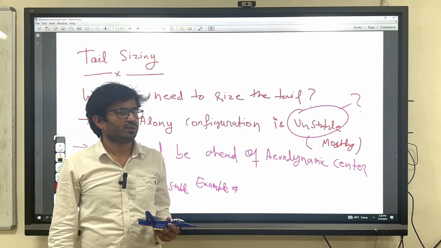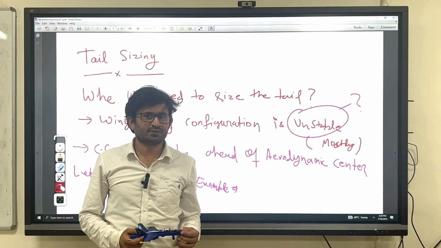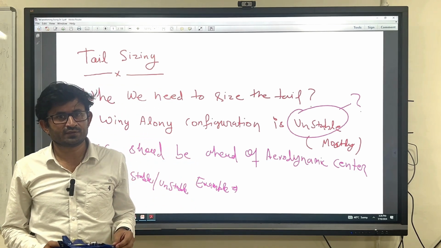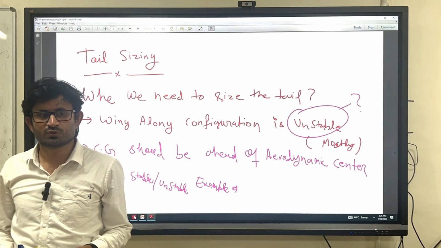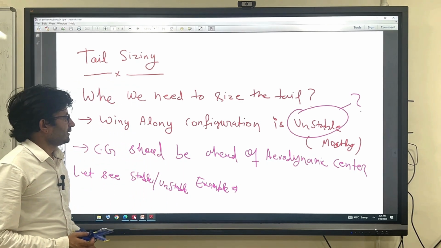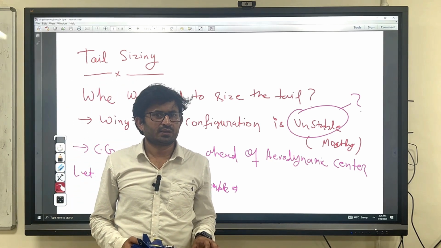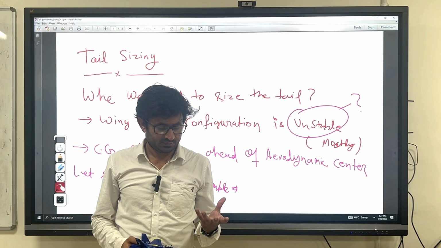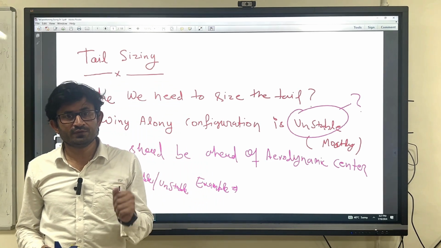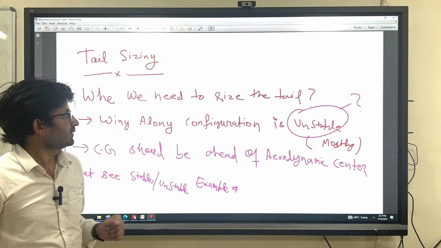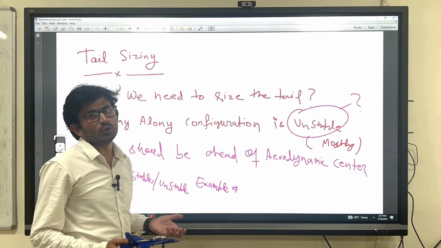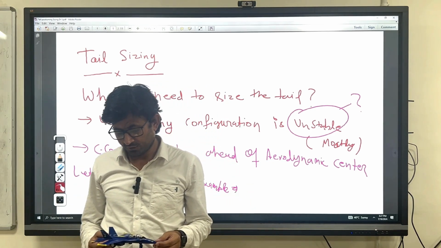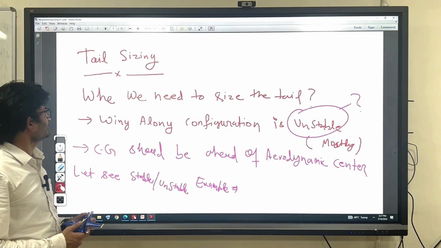We have sized the wing to lift that weight, which we also estimated, which was approximately 1238 kg. But can you make the flight possible with only the wing? If yes, then no need for a tail. Tail is not required. But if not, then tail is required.